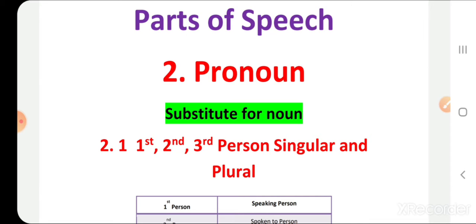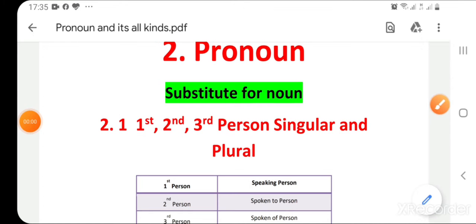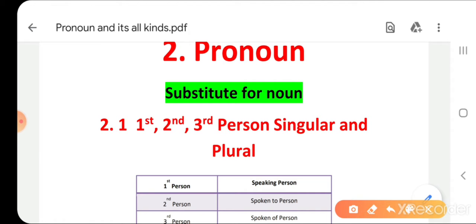Coming back to pronoun, there are 9 kinds of pronoun. All 9 kinds I have put together in one chart. Before moving on to its kinds, we need to learn first, second, third person singular and plural. Look at this chart.